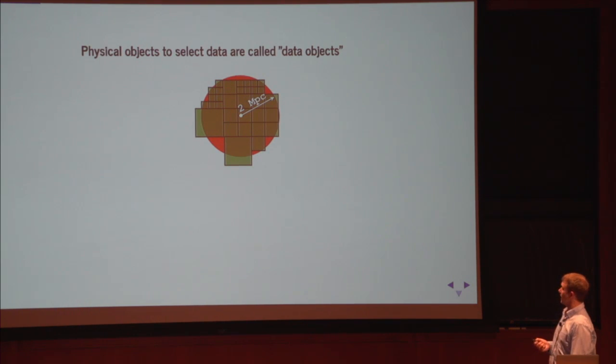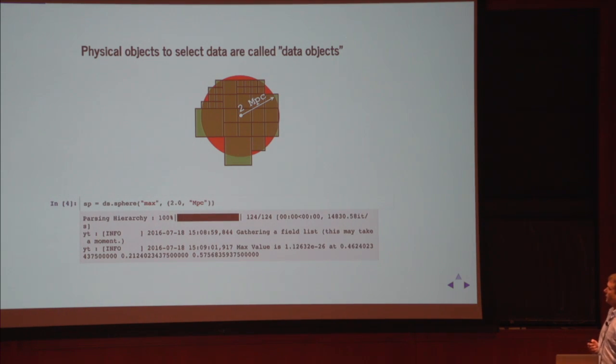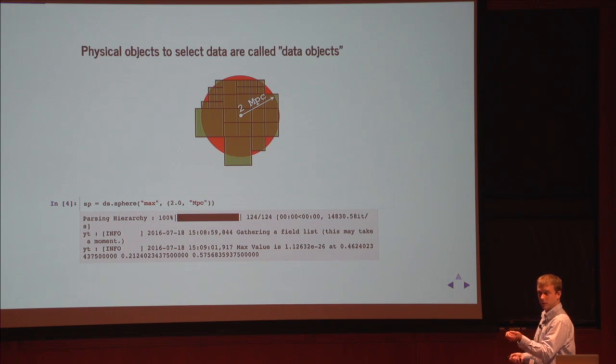Okay, so we've got this 2 megaparsec sphere. Physical objects that select data are called data objects. And the way we initialize a data object, for example a sphere, is very simple. We have this ds, which was our dataset object that we loaded earlier. We call a method called .sphere, and we give it two quantities. We tell it what the center is. In that case, you can feed it a 3-element numpy array or a list in Python telling you the coordinates in x, y, z.